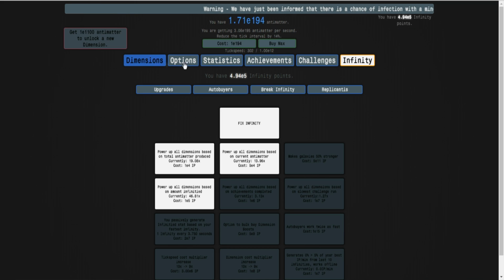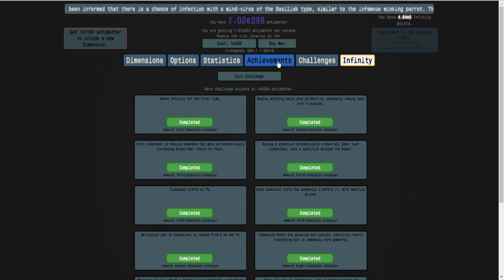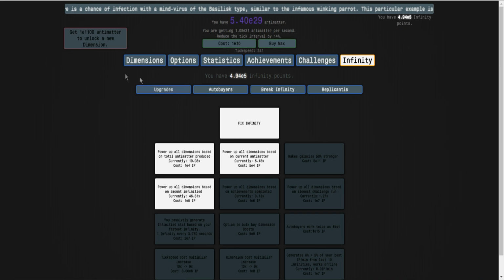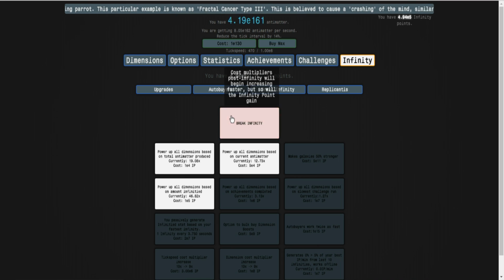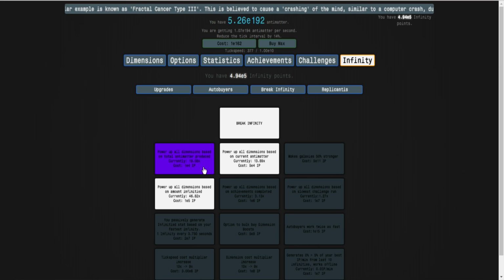Are we going slower or something? What is this coming up? I can't even read what this is. Big crunch for... Maybe I should just stop these real quick. So if I save up enough. Okay, I'm going to fix that for now. I'm going to have to look into that. I'm sure someone will probably explain that to me. But anyways, power up all dimensions based on the total antimatter produced currently. Okay.